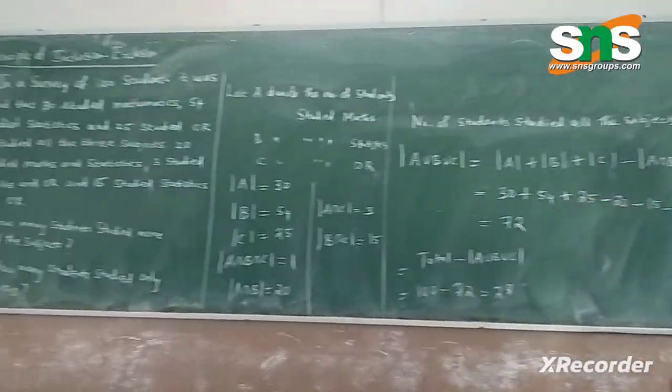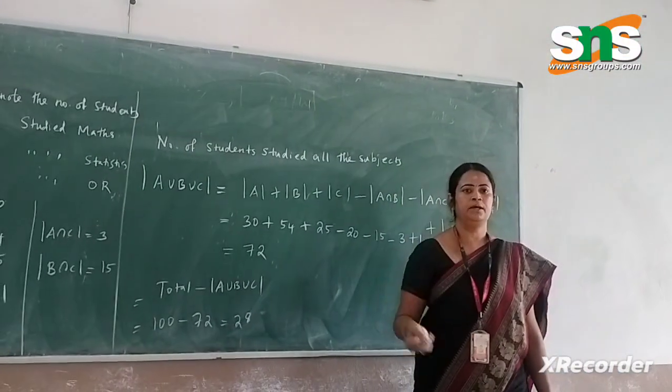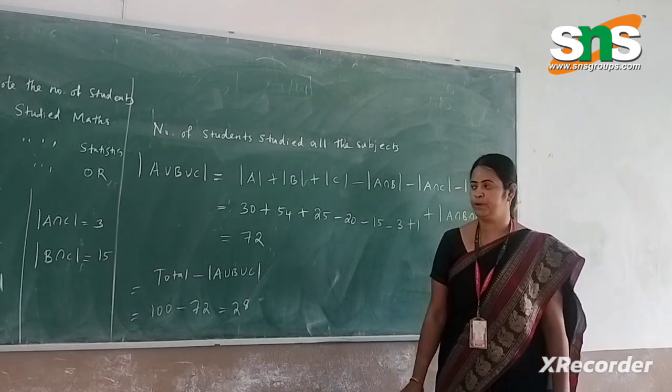And the second sum you can take as homework. When you draw the Venn diagram itself, you can easily calculate the number of students who study only mathematics. Hope you understand. Thank you.